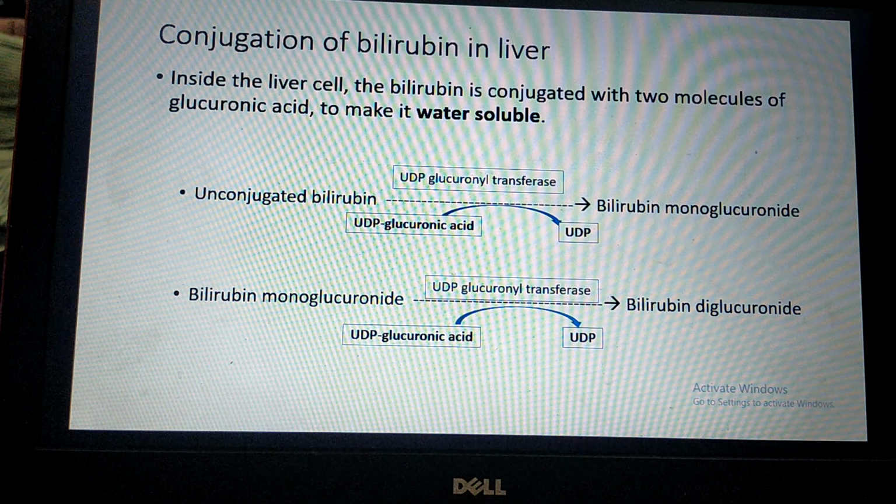Now this bilirubin monoglucuronide combines with one more UDP glucuronic acid to form bilirubin diglucuronide. That means 2 molecules of glucuronic acid are added to the bilirubin. Glucuronic acid is a water soluble substance. So after binding with the glucuronic acid, the bilirubin also becomes water soluble. This bilirubin now is called conjugated bilirubin, water soluble bilirubin, or direct bilirubin.